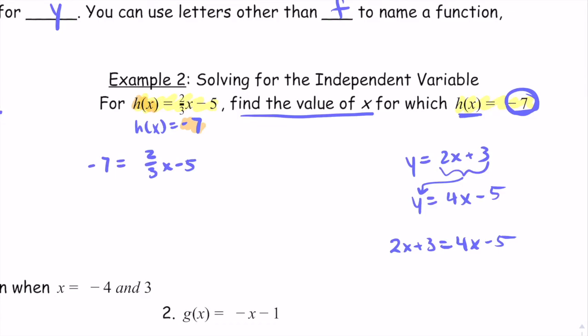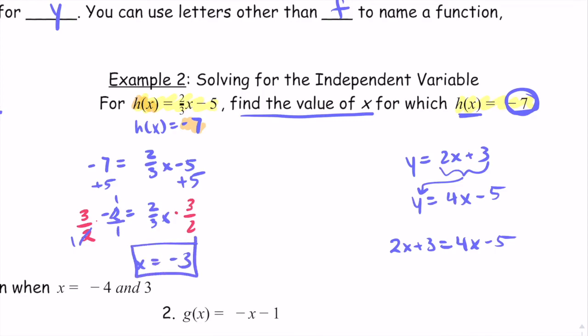How do I do that? Plus 5 on both sides: negative 2 equals 2/3 x. From here, you have a fraction, so you can multiply by the reciprocal. When I multiply by the reciprocal, I have 1 over 1, so I have x equal to negative 3. Alright, so those are the two types of problems you guys will see.